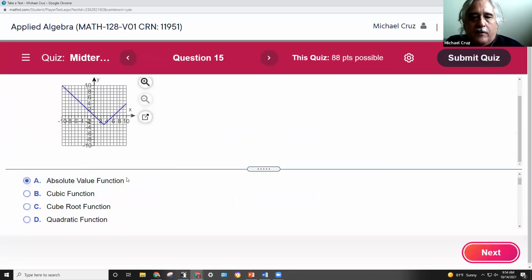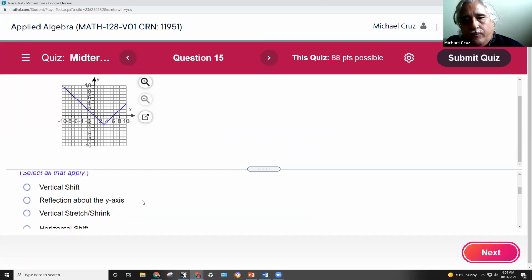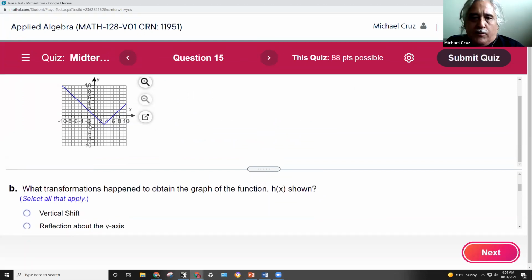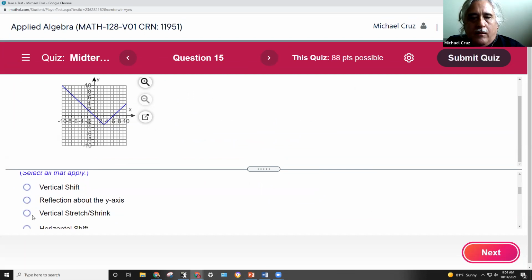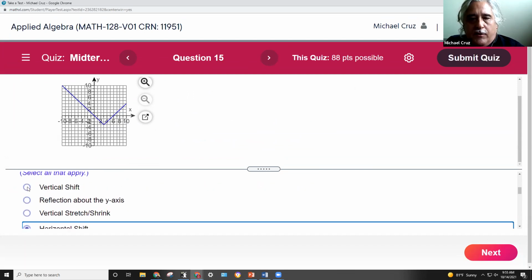It's got more stuff. What else does it want? Oh, and this is what transformation happens. So it's transformed on a horizontal shift. So that would be 3. So it's got a horizontal shift. It's also got a vertical shift because it's coming down. So that's a vertical shift.